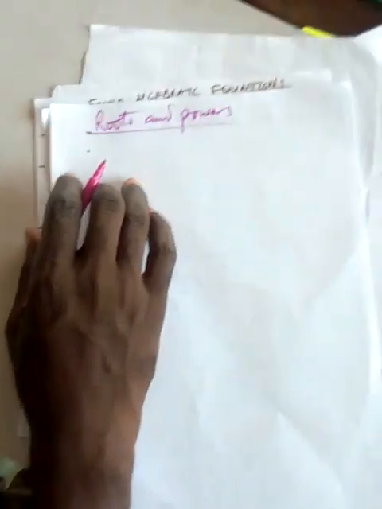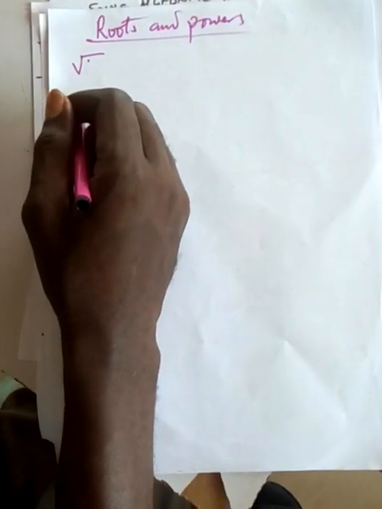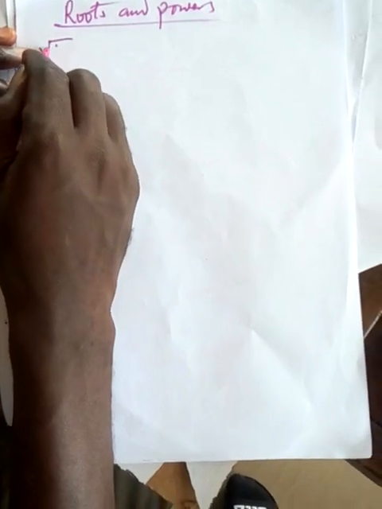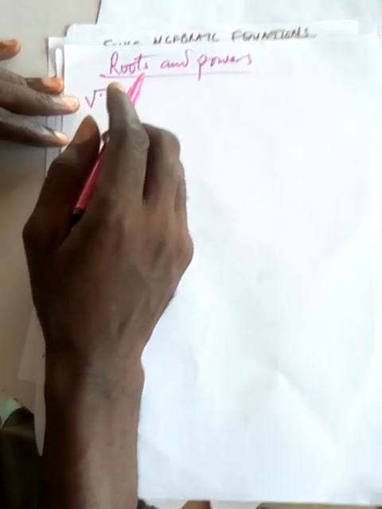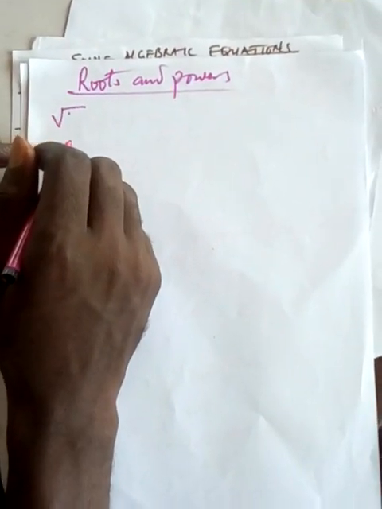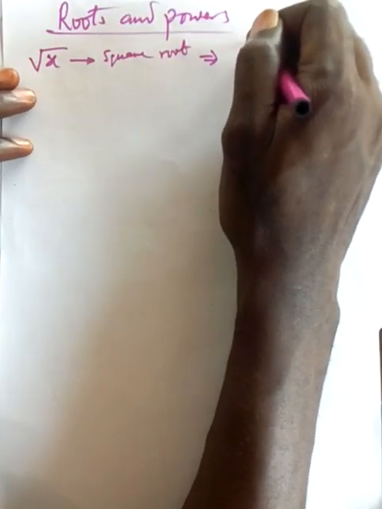So to be in a more simplified way, a root is written this way. What is here at the curved end of the root, at the hook, what is inside the hook will tell you the type of root it is. We have this as a square root, which is the same thing as, if you have x inside, x to the power half in your indices.